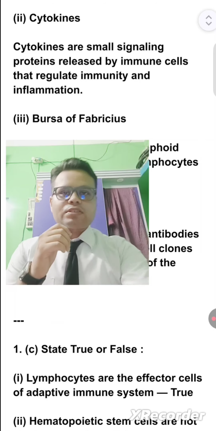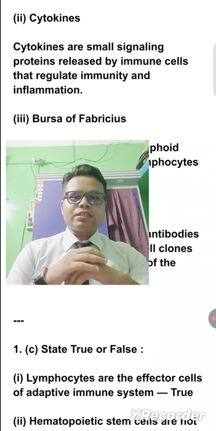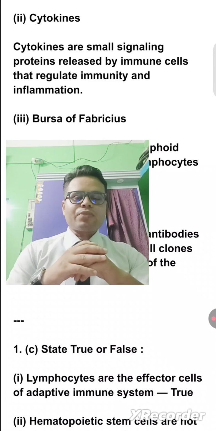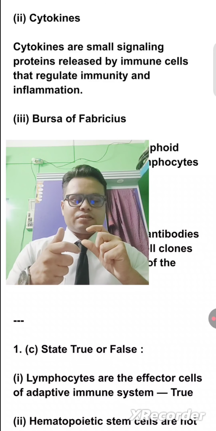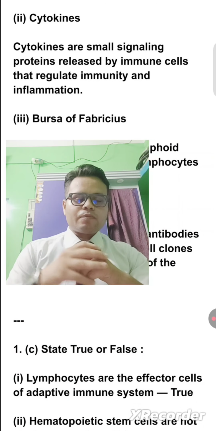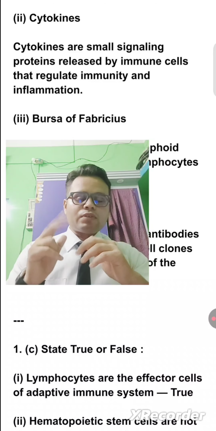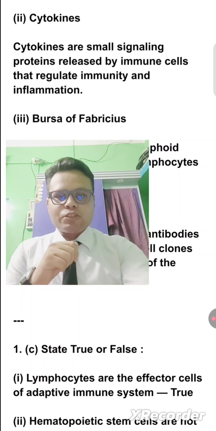If we're talking about the cytokines, what do you mean by it? The cytokines are small signaling proteins released by the immune cells that regulate immunity and inflammation. So cytokines are small signaling proteins released by the immune cells first of all, that regulate immunity and inflammation, both come under it.